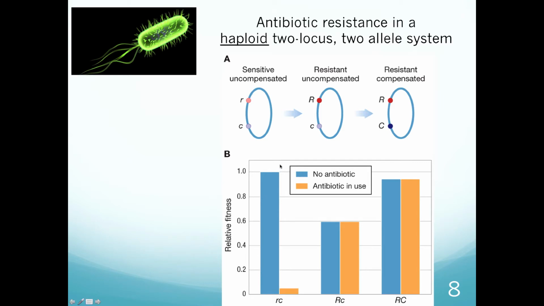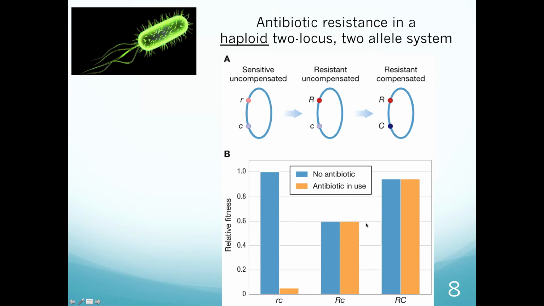We can imagine during the evolution of antibiotic resistance that we have sensitive strains and we have resistant strains. The sensitive strain does fine when there's no antibiotic, but does very poorly when antibiotic is in use. Now we have a mutation to one locus that provides resistance to the antibiotic. This strain does well in antibiotic and equally well when there's no antibiotic in use, but it still doesn't do as well as the original strain.